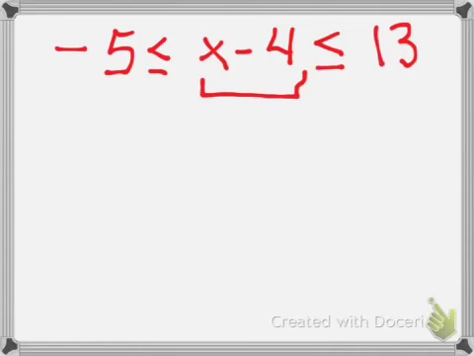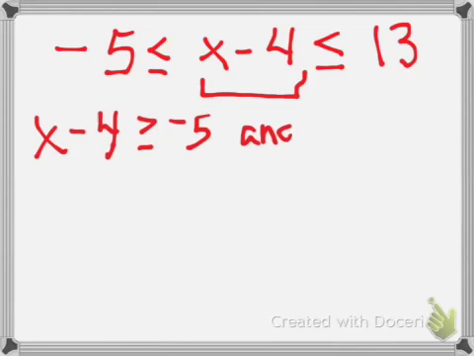This says x minus 4 is greater than or equal to negative 5. So I'm going to write that one over here, and since I like my x's on the left side, I'm going to write x minus 4 is greater than or equal to negative 5. Okay? And my second inequality would be x minus 4 is less than or equal to 13. So you're going to solve both of these.